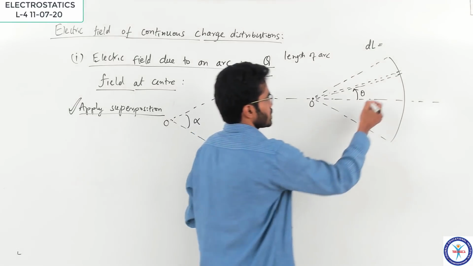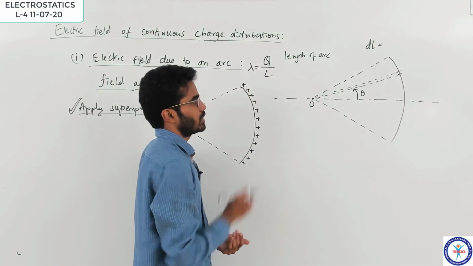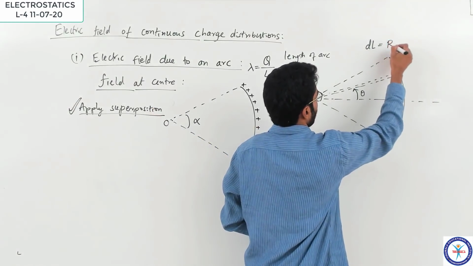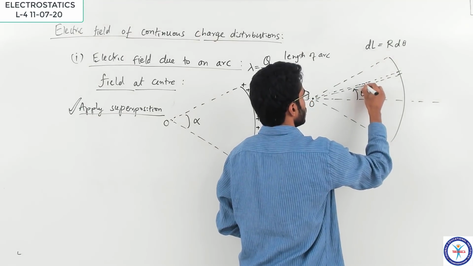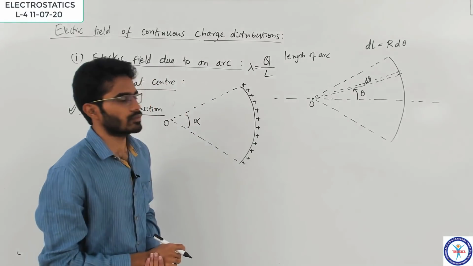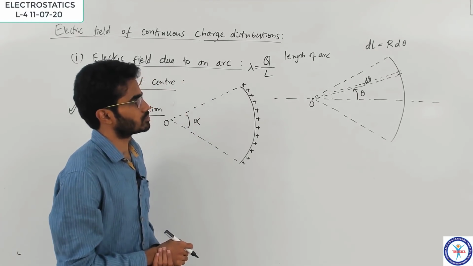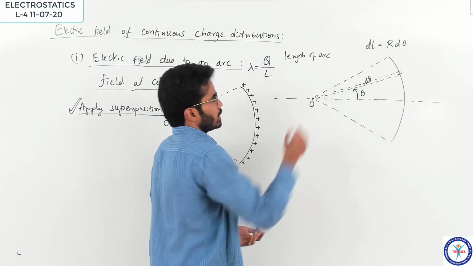To which location? A certain location which we have taken here, the small portion. We are considering the small portion. Its length is now r d theta. If this small angle is d theta, right? Length of the arc, r into angle. So this has a length dl.